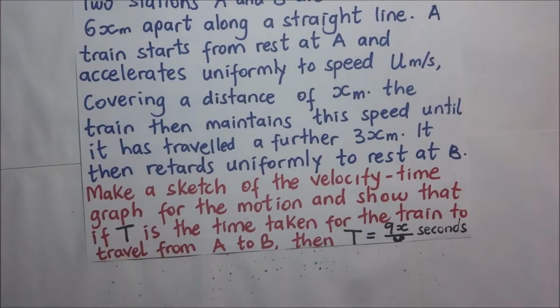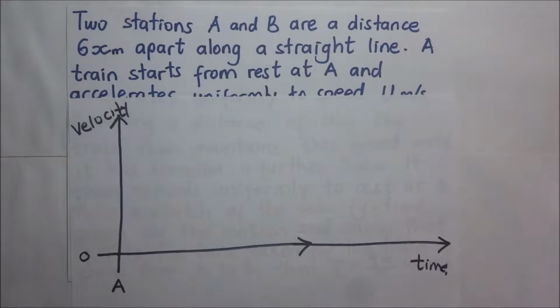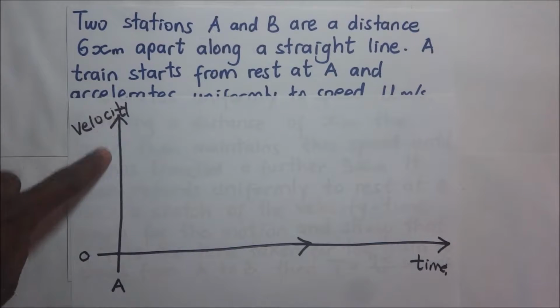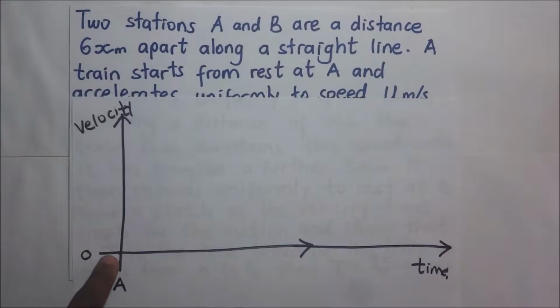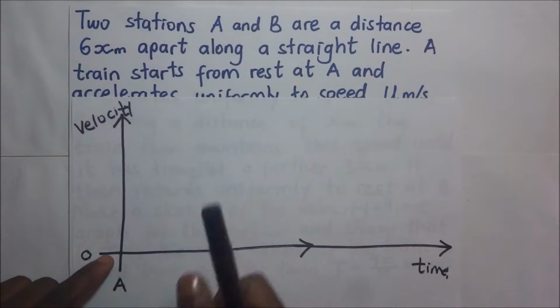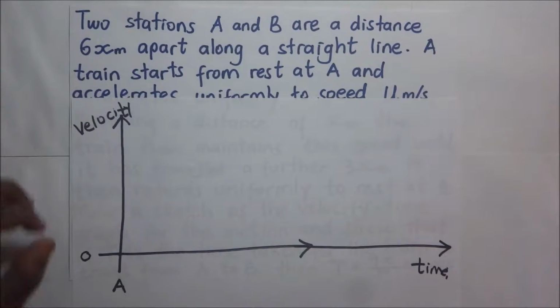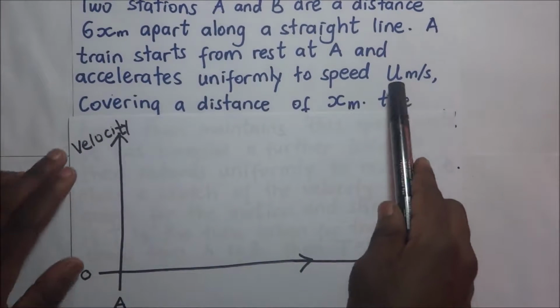So let's get started. Two stations A and B are a distance 6x meters apart. A train starts from rest at A. So if it starts from rest at point A, its initial velocity is 0. That's what we mean when a body starts from rest. Its velocity is 0. So it starts from rest at A and accelerates uniformly to a speed u meters per second.